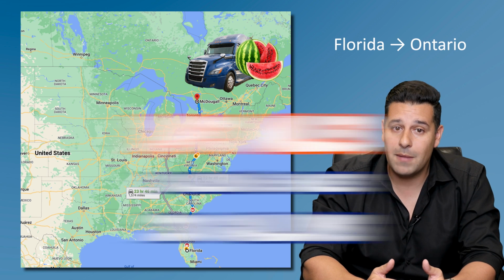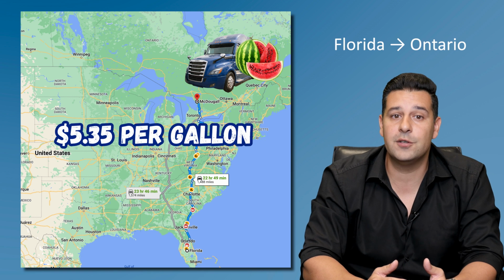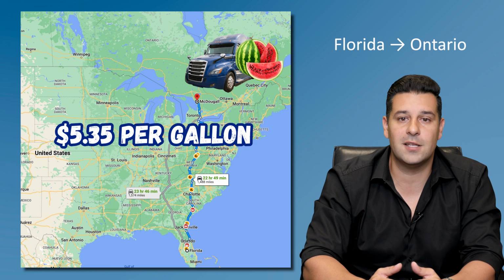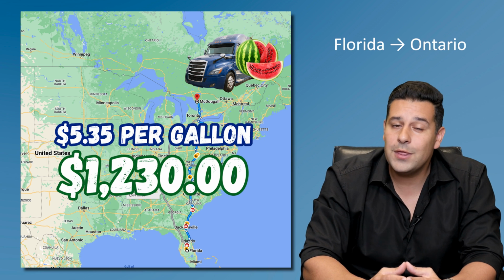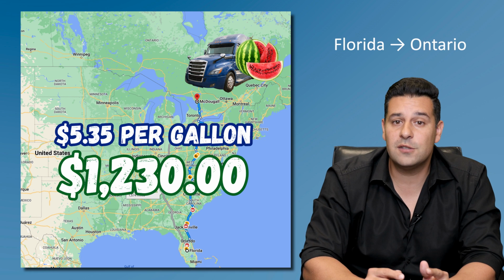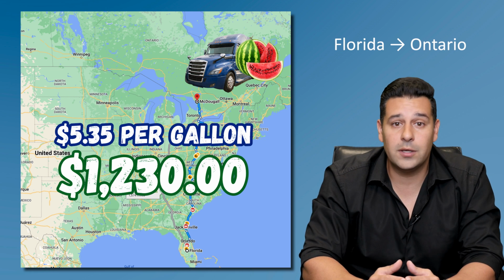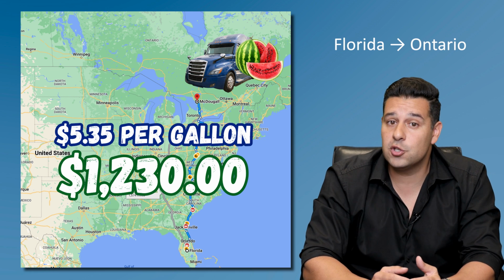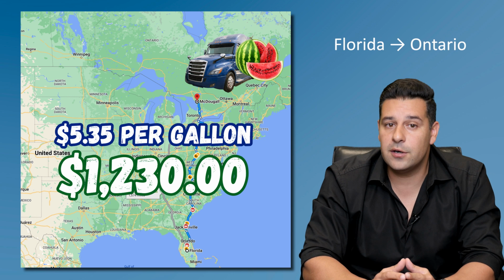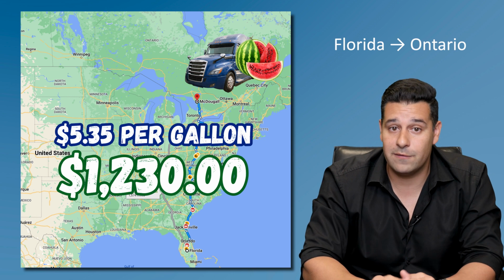Now let's get back to our map. And the cost of diesel, if on average the diesel costs $5.35 per gallon, it would cost us $1,230 just for that trip alone. That's not taking into account the cost of the truck, the driver, the insurance, the tolls, the plates, and the other 100 on-road expenses that we truck drivers encounter.